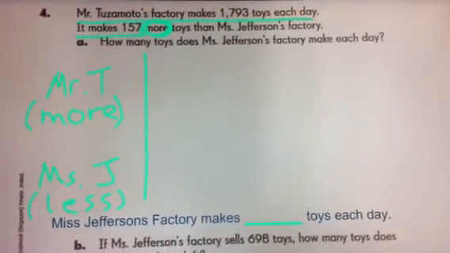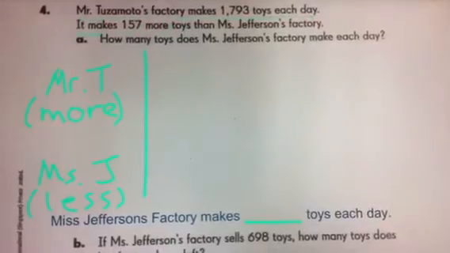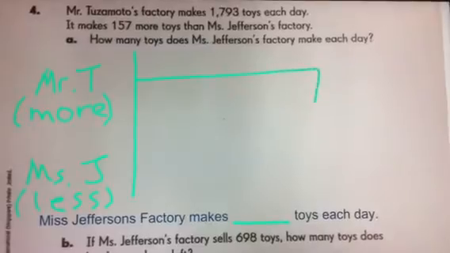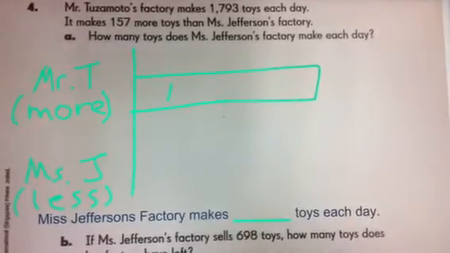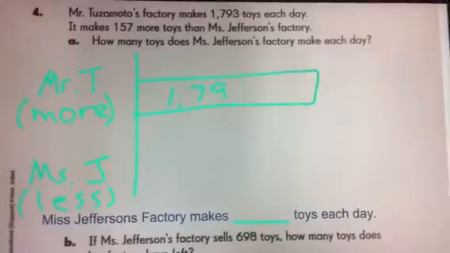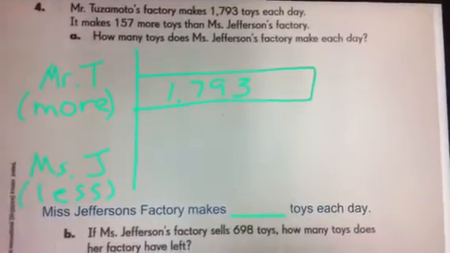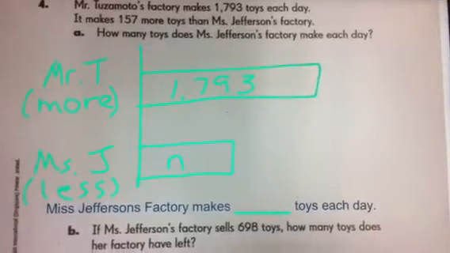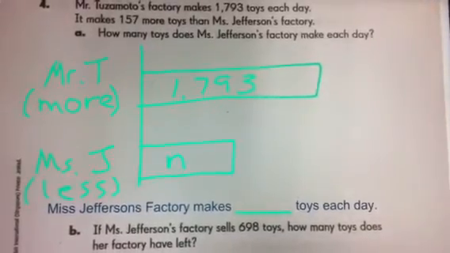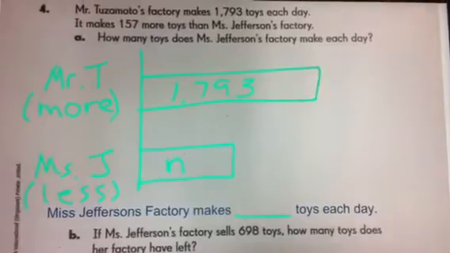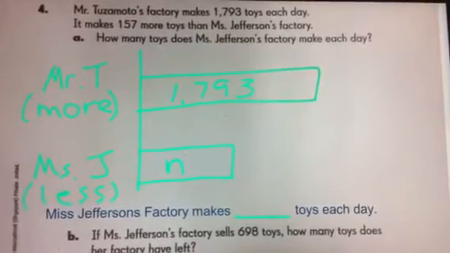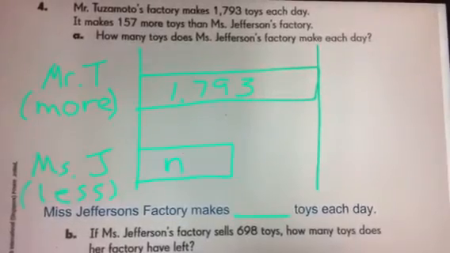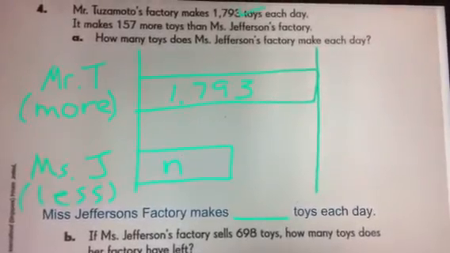So let's go ahead and do numbers 5 and 6, which means let's make a large bar model with 1,793 toys, and then we will make a smaller one with the unknown number for Miss J, because we're trying to figure out how many toys Miss Jefferson's factory makes, right? Okay, let's do the ending line. And so we wrote that down, so we have a check.